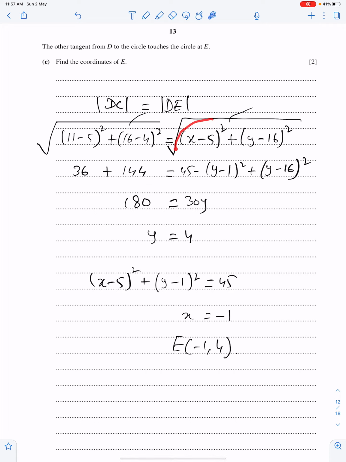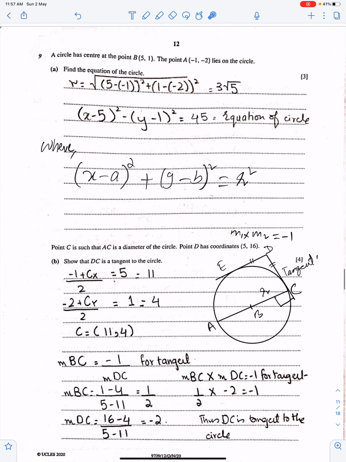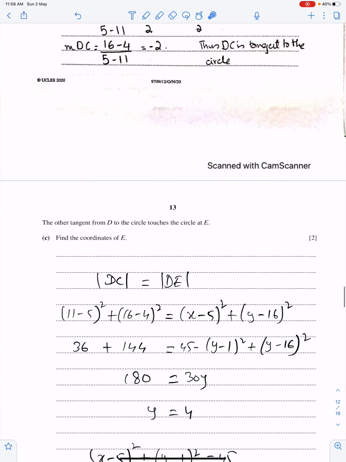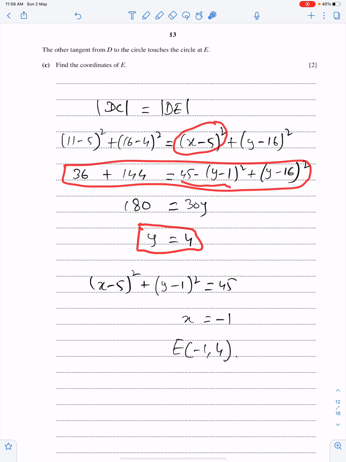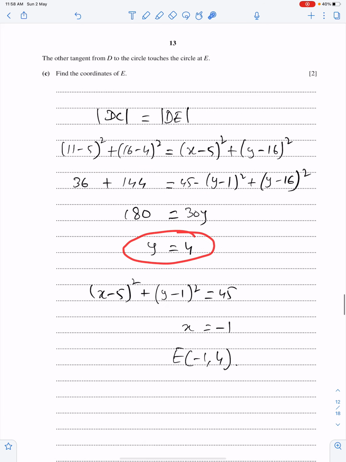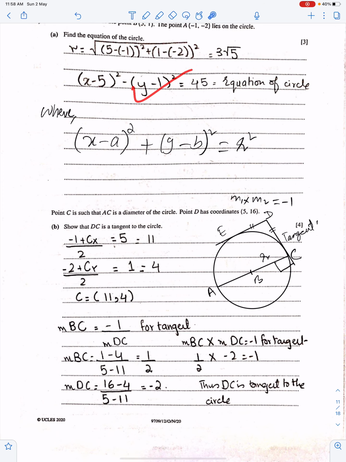See, this x minus 5 square, we have equation of circle. This is the equation of circle. So we can easily get the value of x minus 5 whole square from this equation, which is 45 minus this bracket. So x minus 5 whole square, its value is 45 minus 5 y minus 1 whole square. By solving this equation, we can easily get the value of y. And by substituting this value of y into this equation, we can get the value of x.